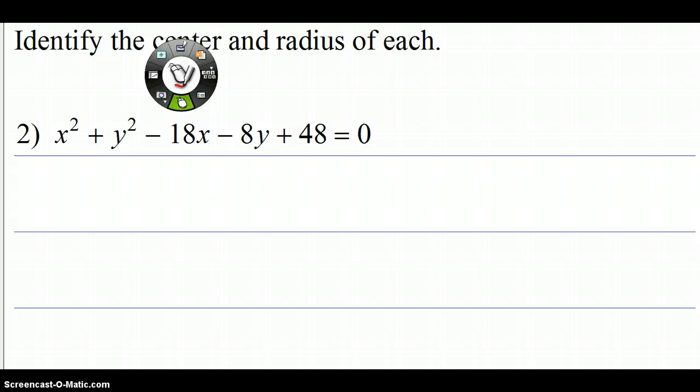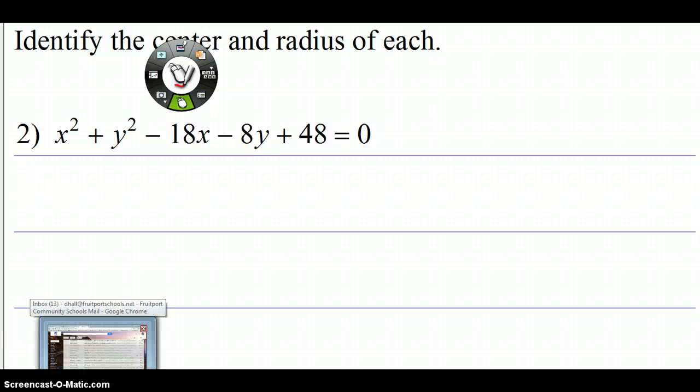So what I'd like you to do now is to practice some of these problems with circles only, and then you can see in your examples 3 and 4, those look different, and we'll do that in our next lesson.